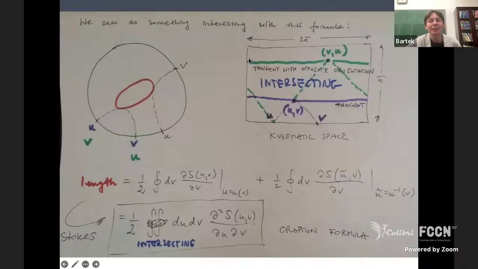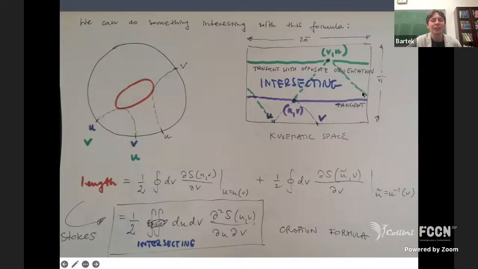Why is this an interesting thing to do? It's an interesting thing to do because now our two integrals, this integral and this integral, form the boundary of a region in kinematic space. And if we have integrals on the boundary of a region, then we can use Stokes' theorem and take the exterior derivative of this integrand to get an integral over the region that lives in between.